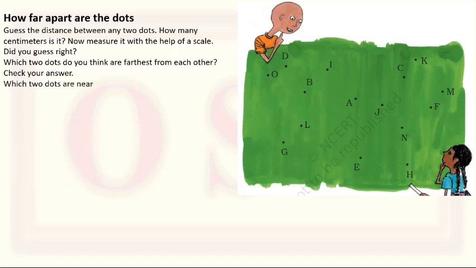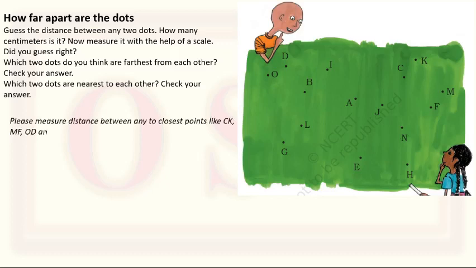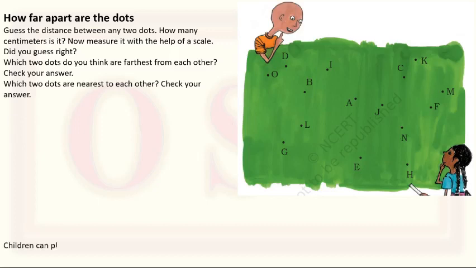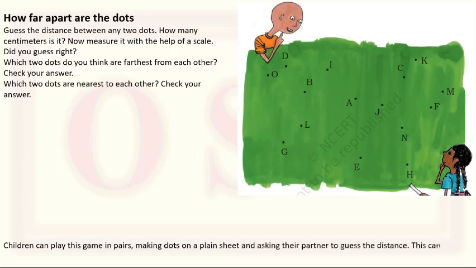Now, which two dots are nearest to each other? Check your answer. So please measure the distance between any two closest points like CK, MF, OD and tell which one is the least. Children can play this game in pairs, making dots on a plain sheet and asking their partner to guess the distance. This can also be extended to estimating bigger distances on the floor.